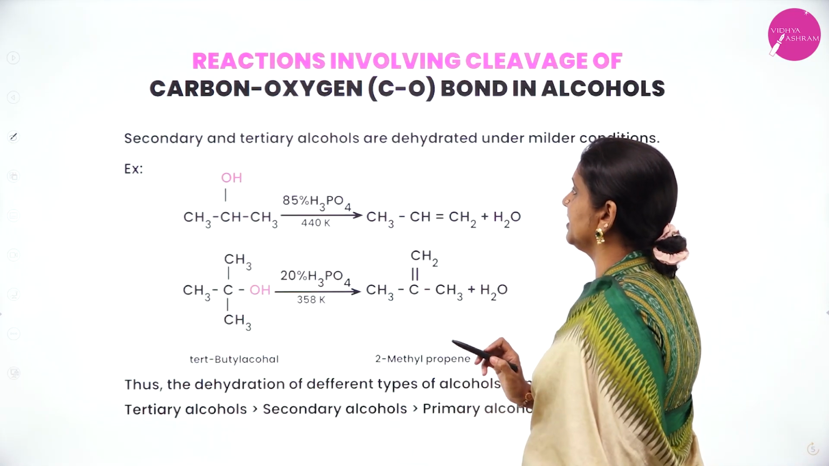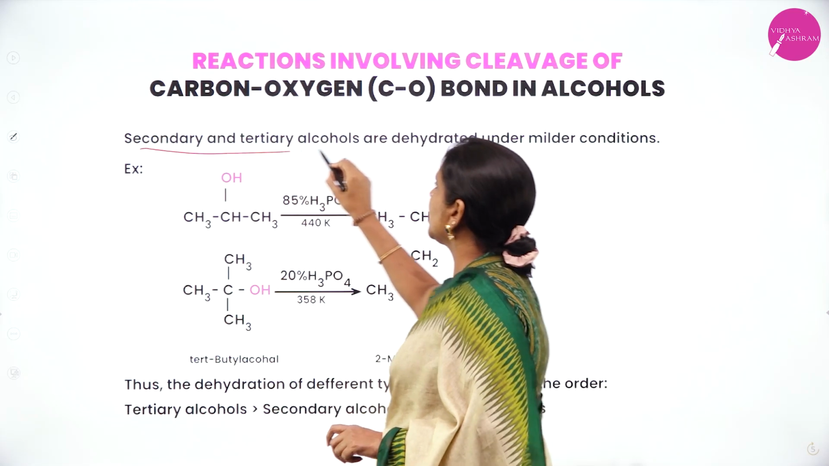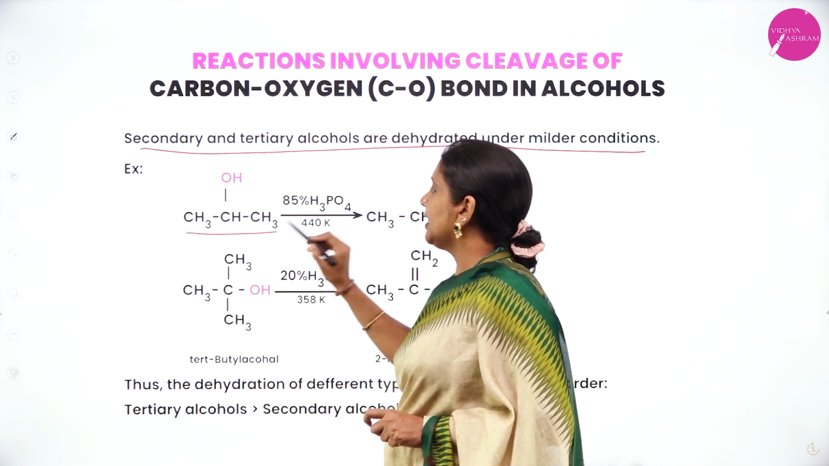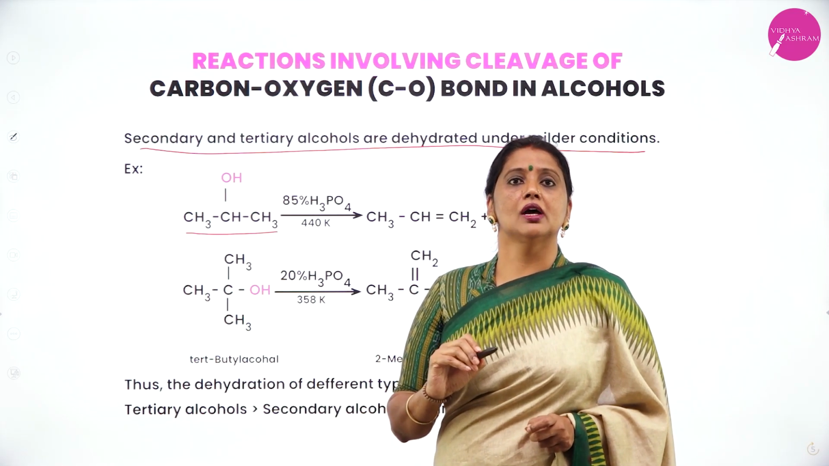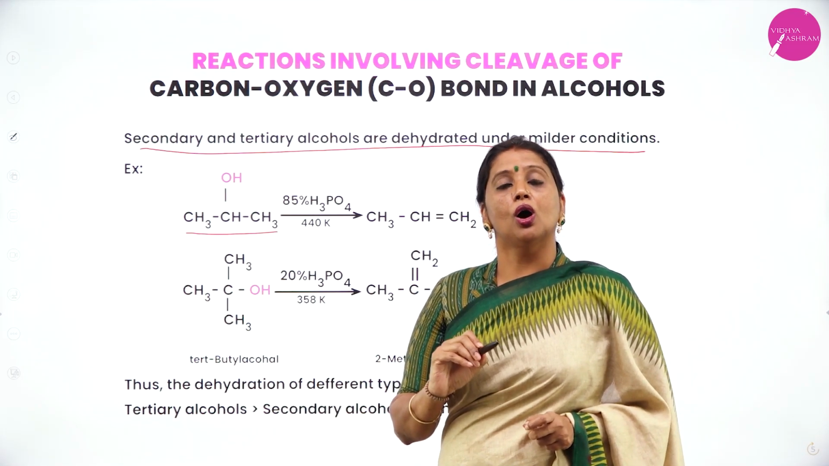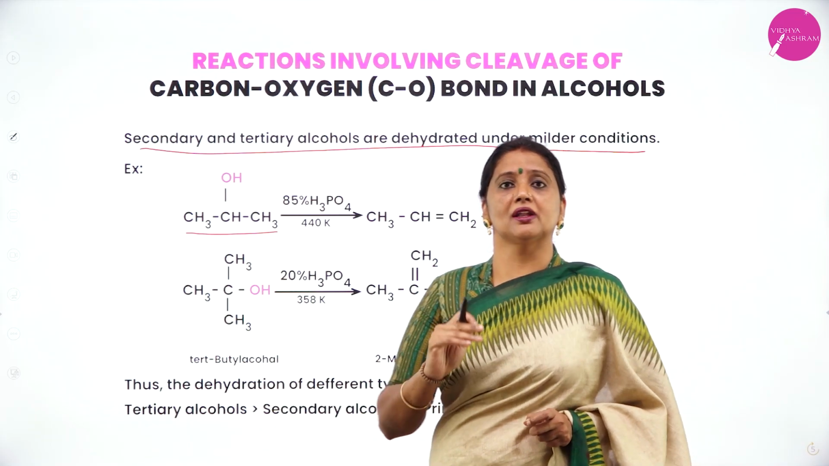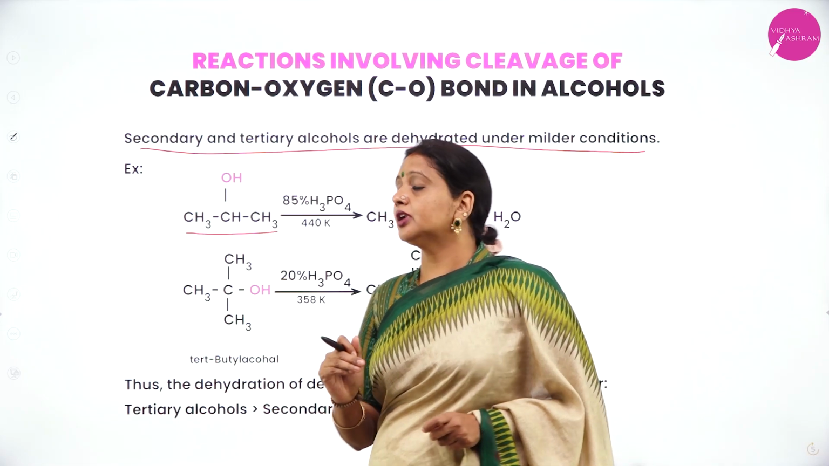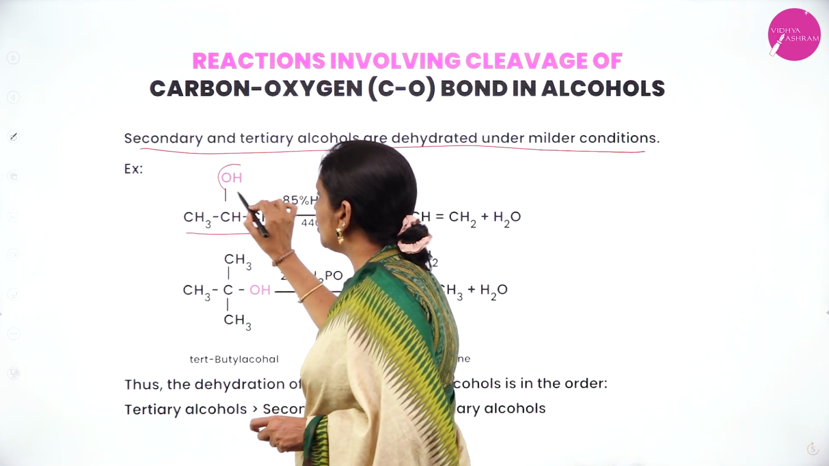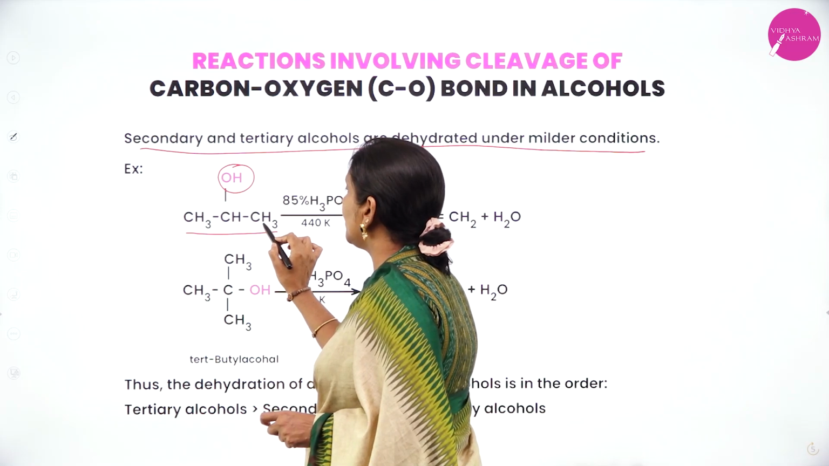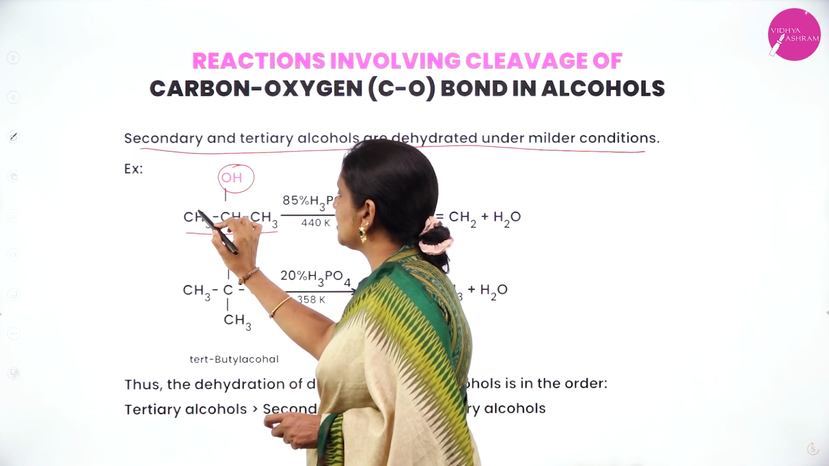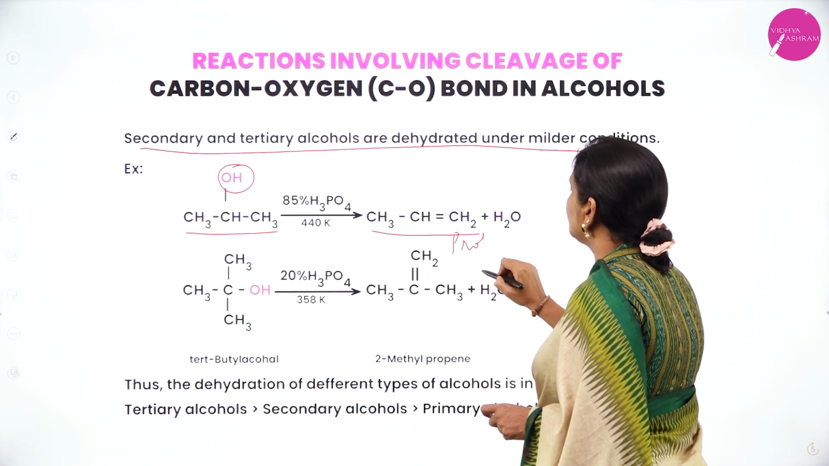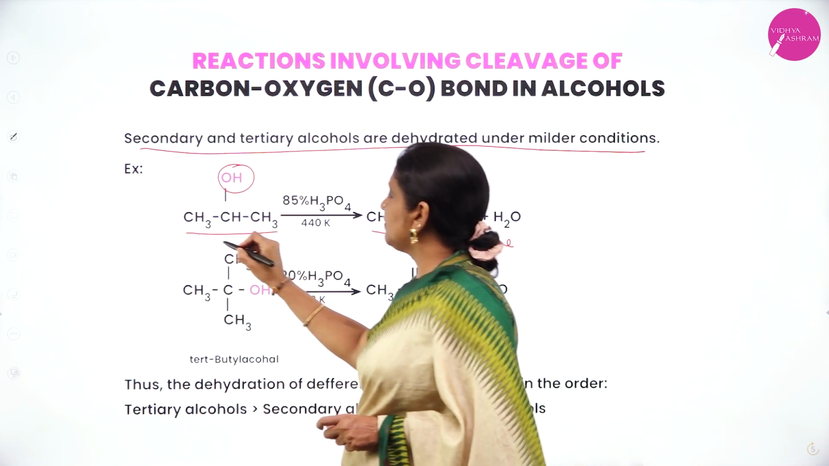Second one, secondary and tertiary alcohols are dehydrated under milder conditions. For secondary alcohol, I'll take isopropyl alcohol, or 2-propanol. 2-propanol is a beautiful example for secondary alcohol. Here I'll remove OH, as well as hydrogen from this carbon or hydrogen from this carbon. Therefore, it will form propene.